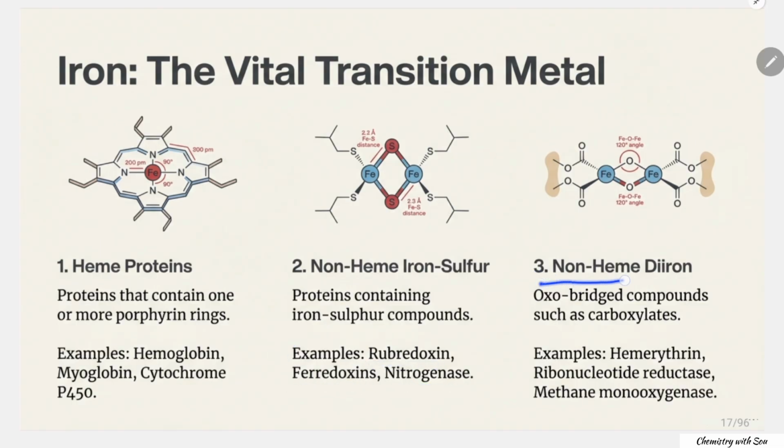And the third is the non-heme diiron kind of metalloprotein. Here oxo-bridge compounds such as carboxylates are present. This is iron connected by the oxo-bridge, and other ligands are present.